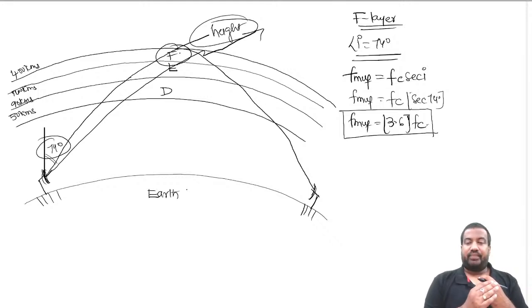So what can I say? For F layer, FMEF is 3.6 times of FC. That's the maximum possible value. That's it.